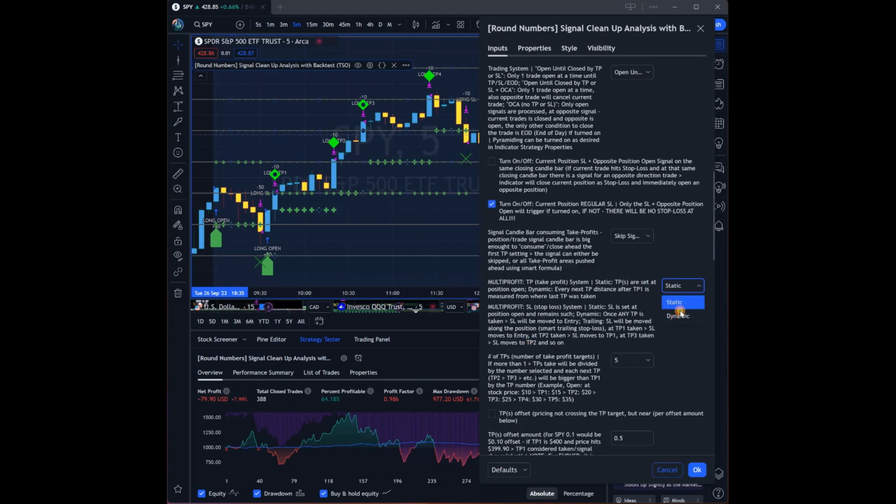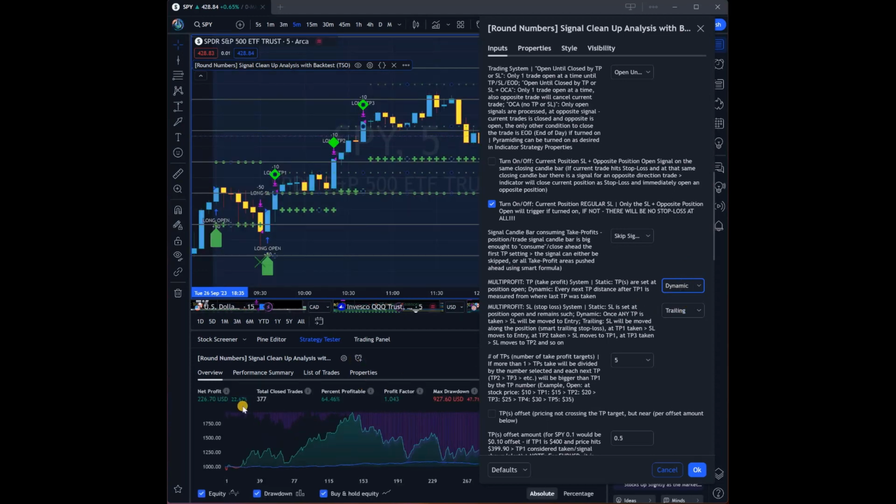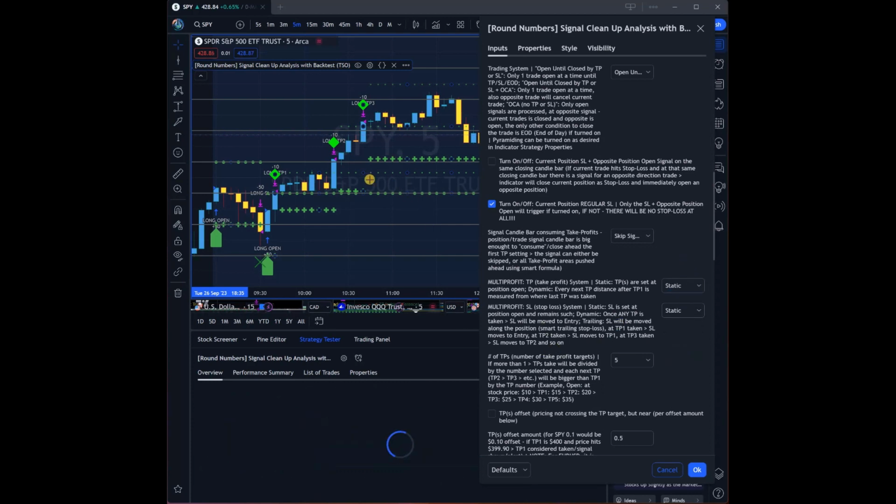So you can use them both. It doesn't matter how you want to use them. The dynamic take profit's a bit better. Yeah, so they are now fully independent. I'm gonna set them to static so it's easier to show off all the features.